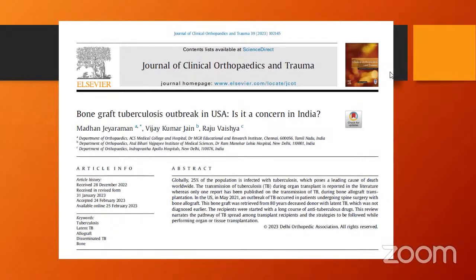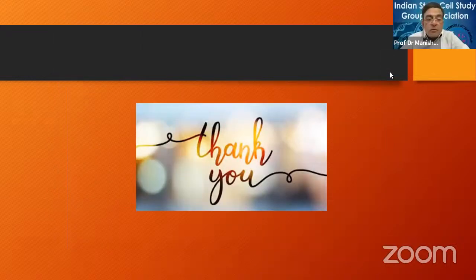We brought up this paper because there was literature from the USA stating that bone graft tuberculosis is alarming in their country. So we should also educate our community, especially the orthopedic community, about bone graft tuberculosis, because we are the most common users of tissues from the bone bank, especially for tumor cases or massive defect cases. So in future, we should be able to analyze and rule out bone graft tuberculosis before processing human tissue. Thank you.